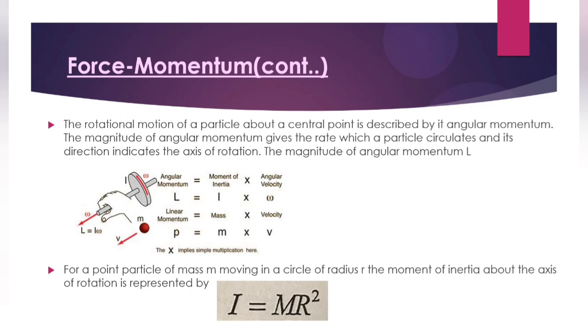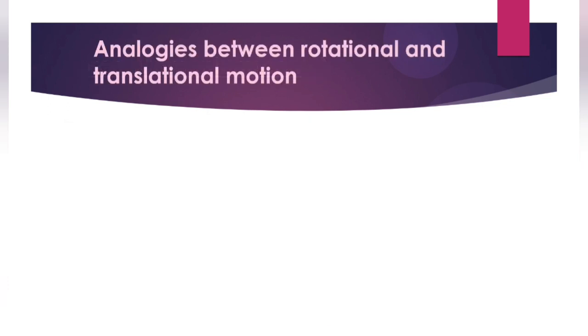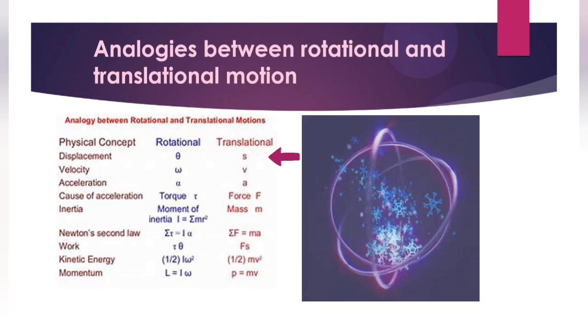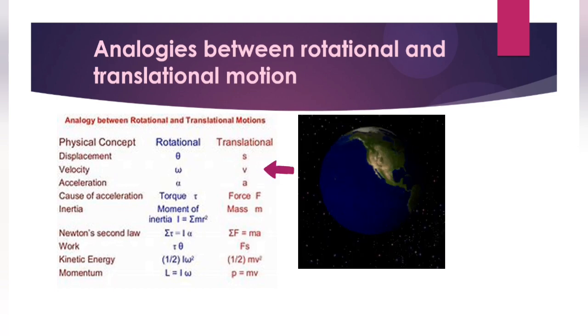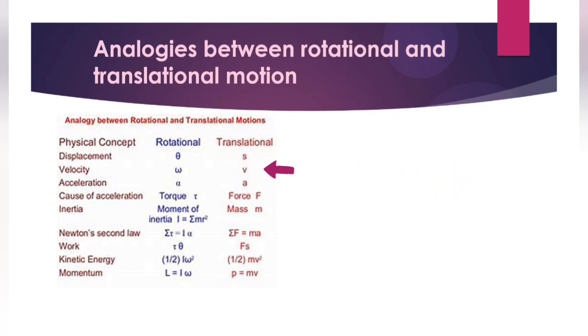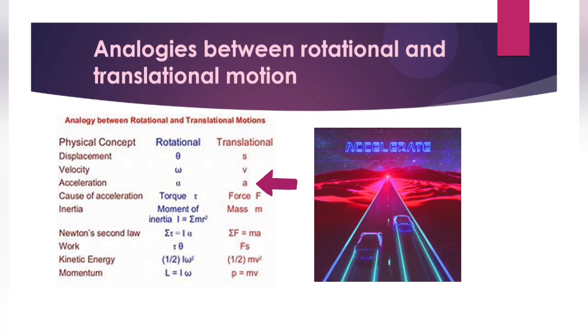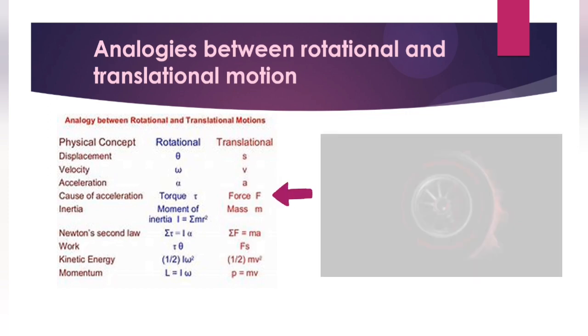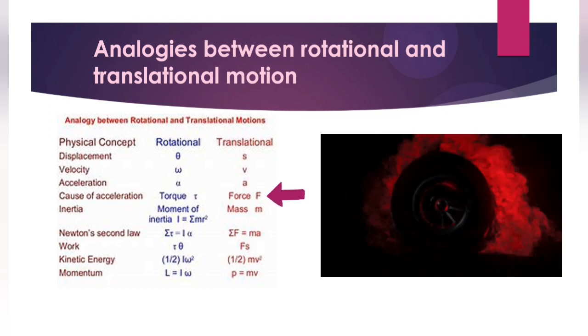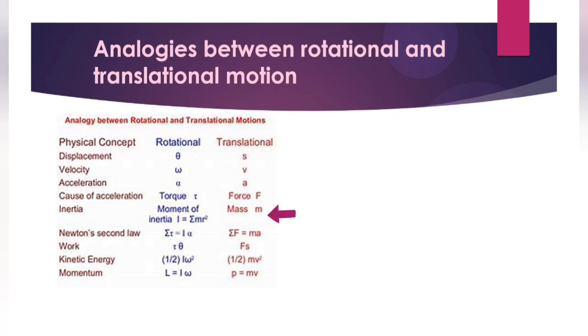Analogies between rotational and translational motions. Displacement of rotational motion is represented as theta. In translational motion, it is represented as s. Velocity of rotational motion is represented as omega. In translational motion, it is represented as v. Acceleration of rotational motion is represented as alpha. In translational motion, it is represented as a. The cause of acceleration in rotational motion is represented as torque. In translational motion, it is represented as force.